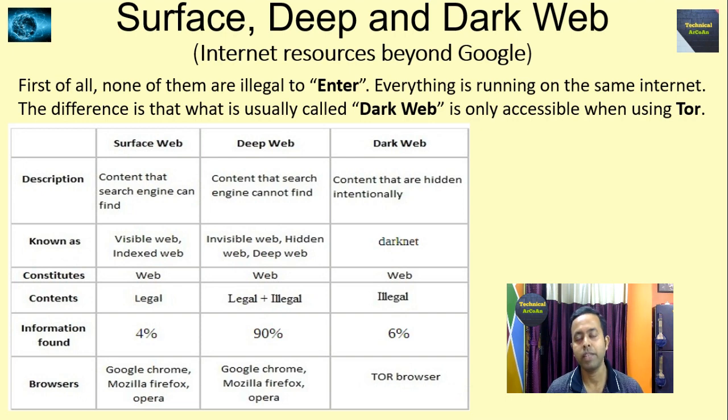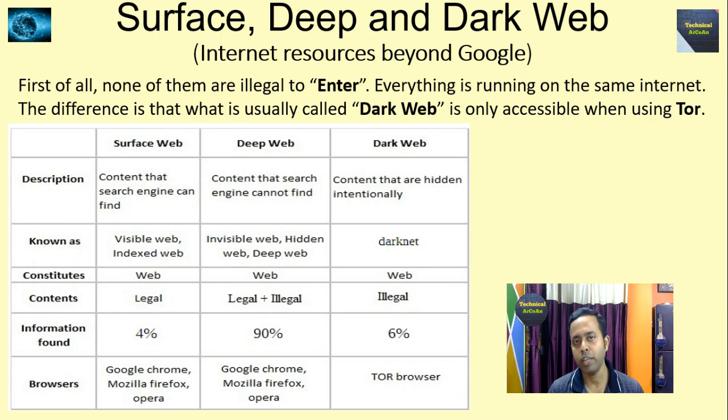All the webs, meaning all layers, are constituted in the web, meaning every web is running on the same internet, right? Now as far as content is concerned, surface web content is legal, deep web content is partly legal and partly illegal, but the dark web is mostly illegal, right? For information found, only 4% of the total internet is part of the surface web, 90% is part of the deep web and 6% is part of the dark web, right?